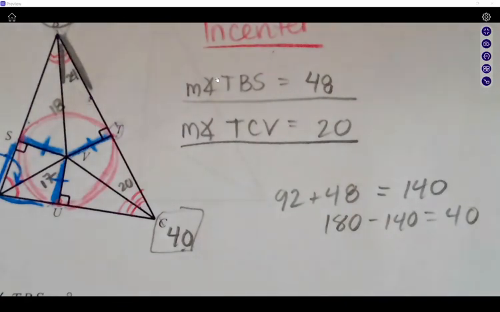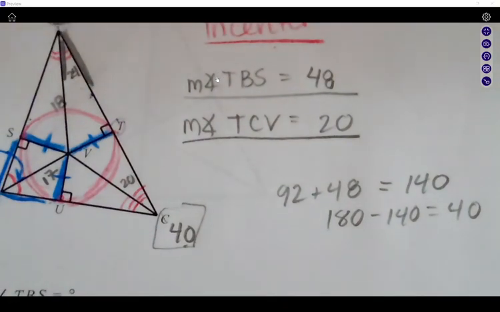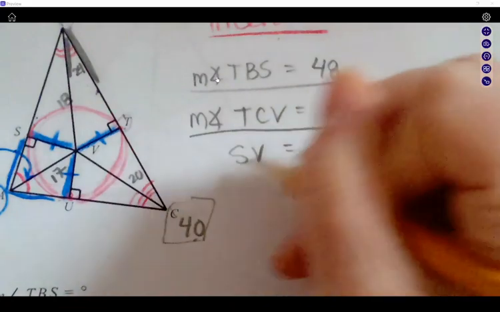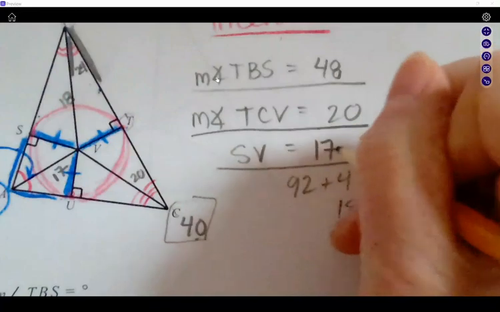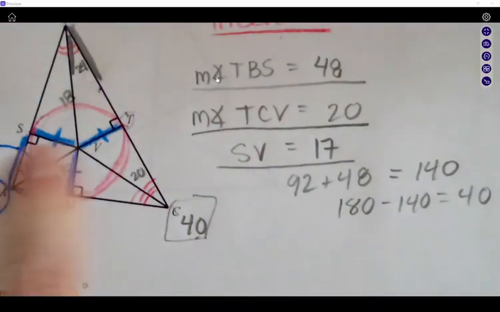Okay, SV. What's the measure of SV? 17. You would have to know that congruency relationship to do that.